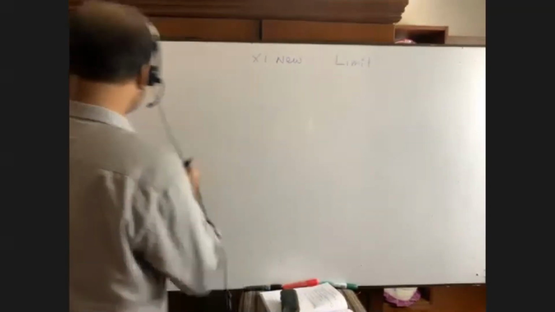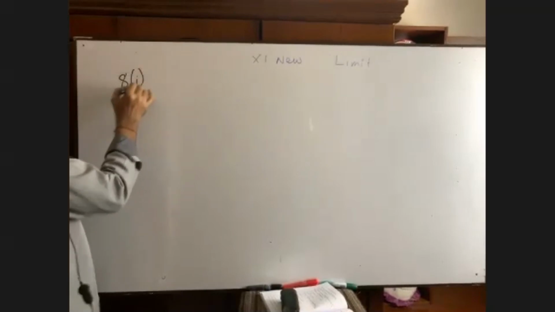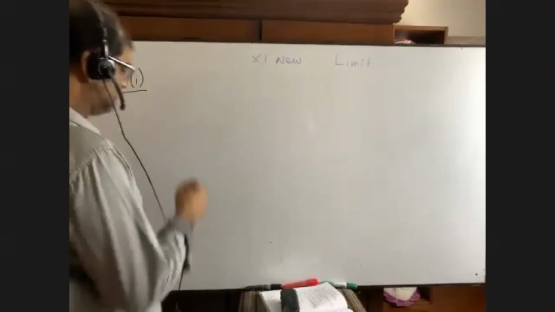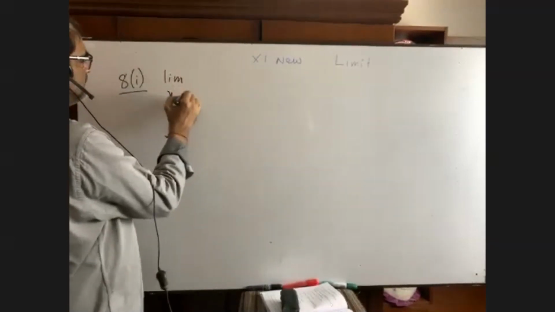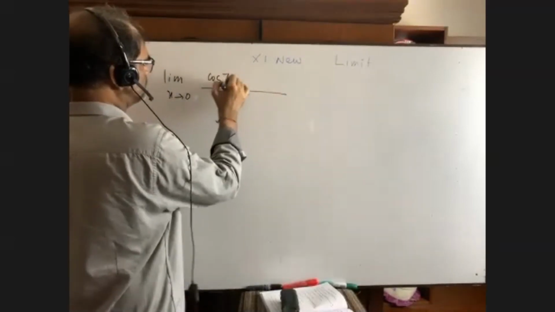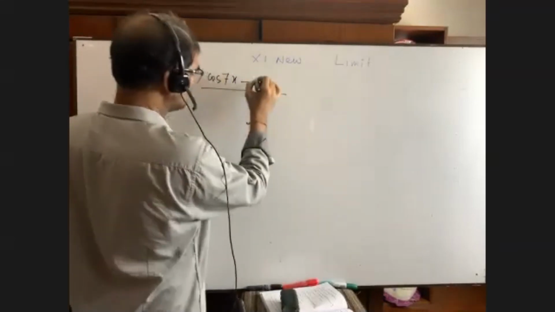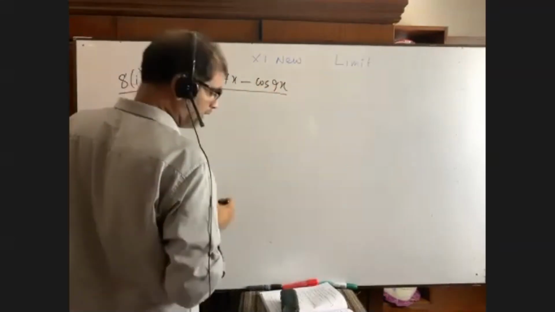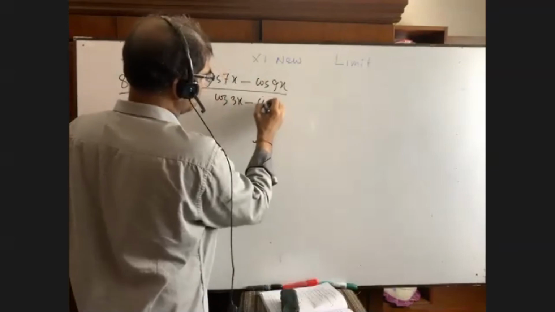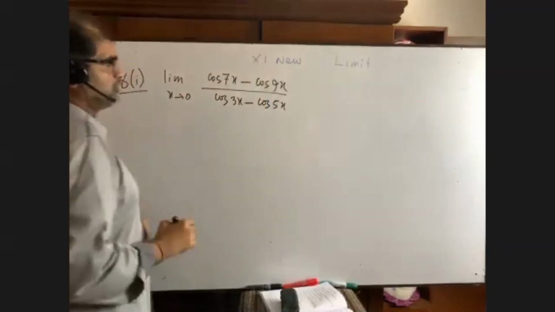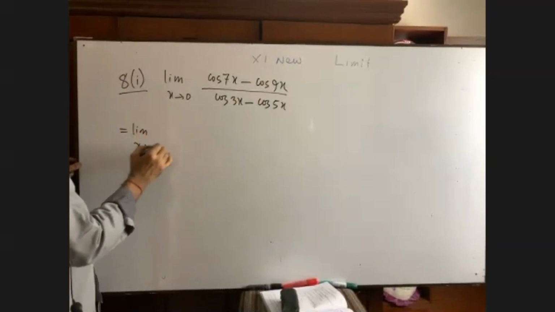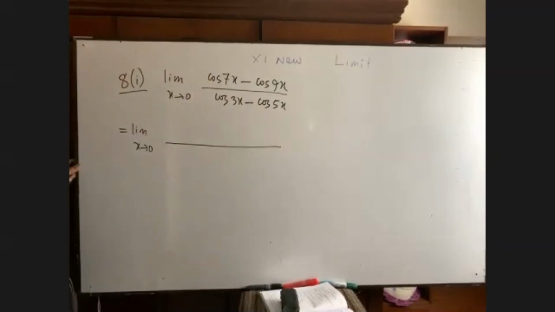Question number 81. Okay, limit x tends to 0. Now this math is to be done by yourself. I will not do it. Cosine 7x minus cosine 9x by cosine 3x minus cosine 5x. Please do it by yourself. Cos d minus cos c formula. What is the formula of cos d minus cos c?